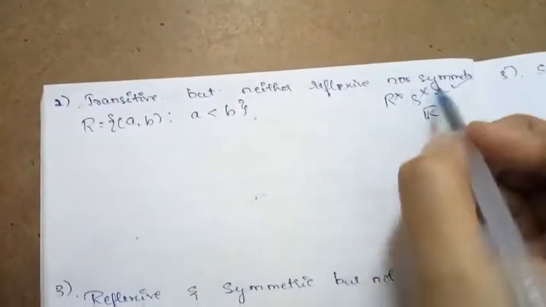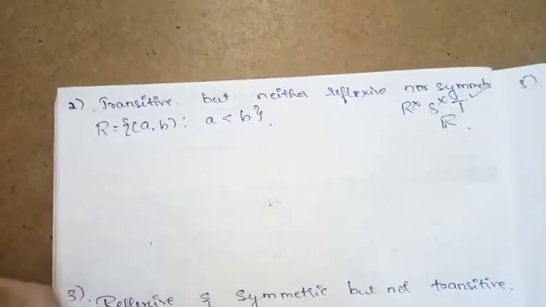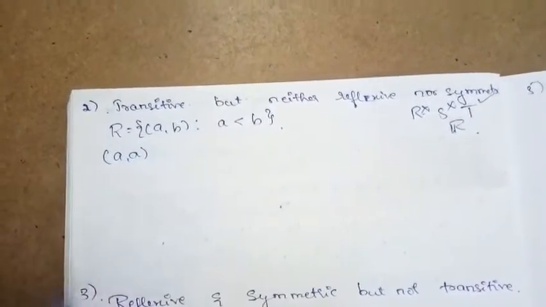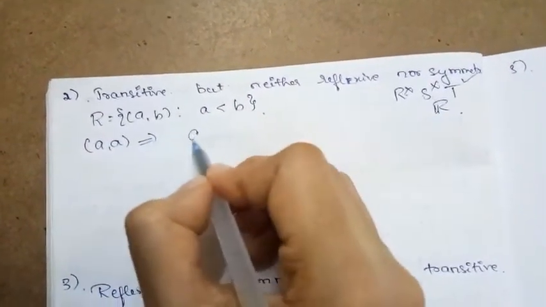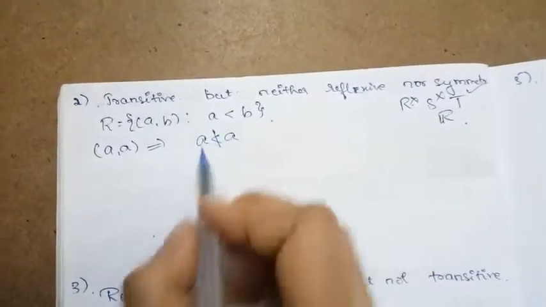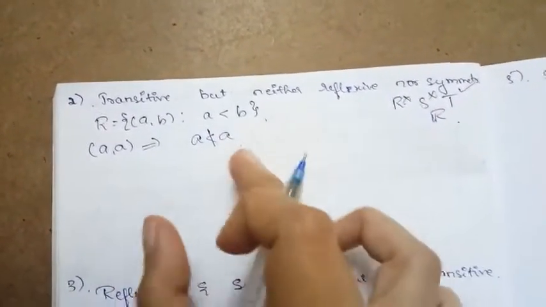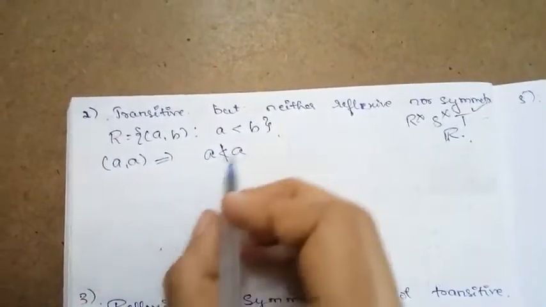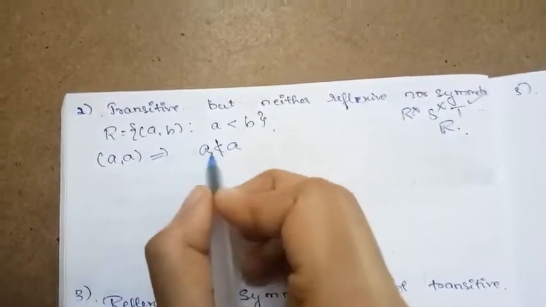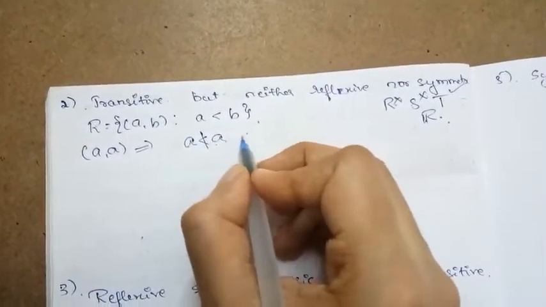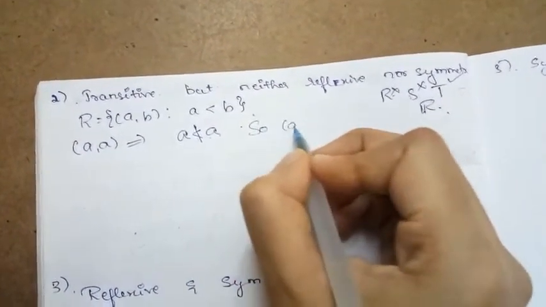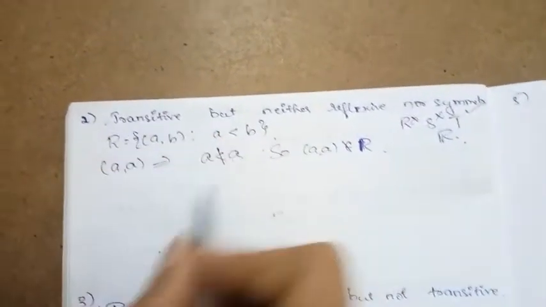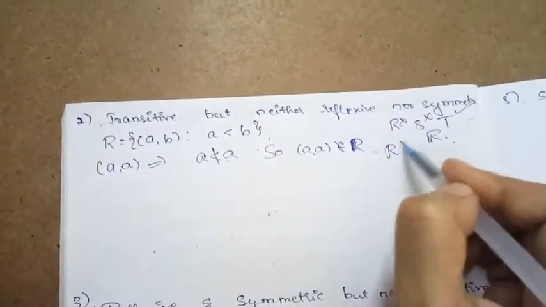First, I need to say it is not reflexive. If it were reflexive, clearly if I take (a, a), what does that imply? a is less than a, which is not at all possible. A number cannot be less than itself for any number belonging to the set of real numbers. So (a, a) does not belong to the relation R. So it is not a reflexive relation.